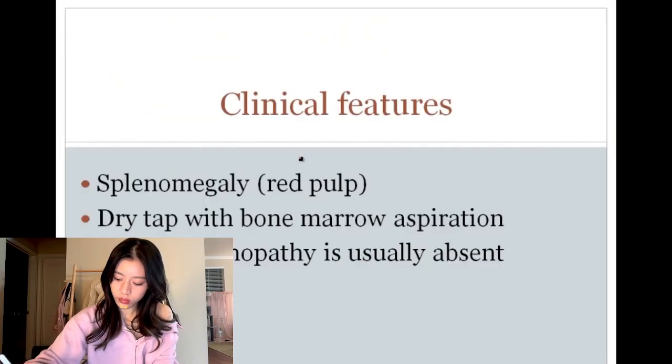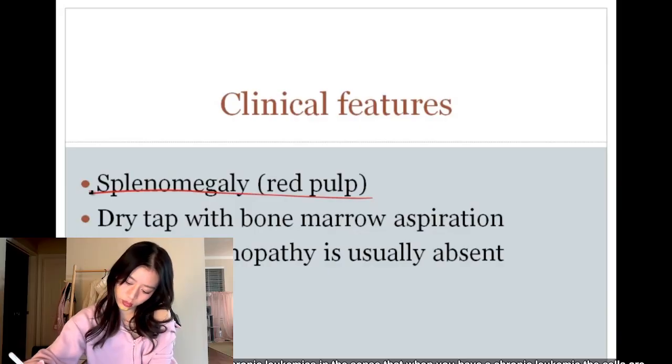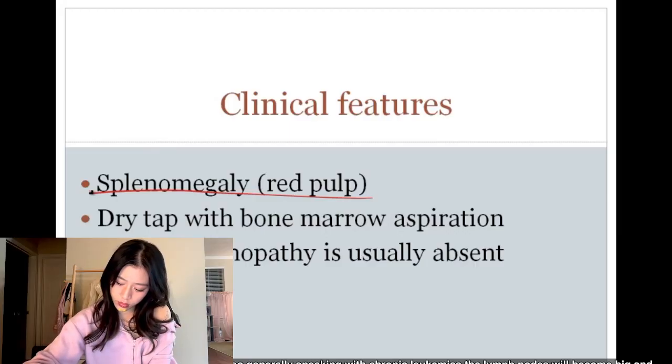Hairy cell leukemia's clinical features include splenomegaly. The spleen becomes big. Now, this is a very common feature in most chronic leukemias in the sense that when you have a chronic leukemia, the cells are going to go to lymph node and to lymphoid tissues. And so generally speaking, with chronic leukemias, the lymph nodes will become big and the spleen will become big.